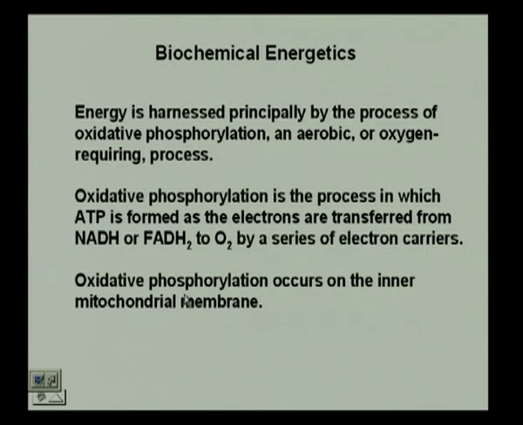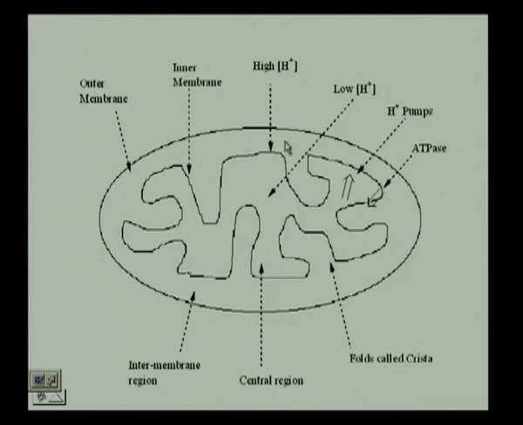What we are going to see is how these complexes help in the transfer of protons from the matrix side to the intermembrane space, and then we will see the action of what is called ATP synthase in the production of ATP. So, we are going to look at oxidative phosphorylation, which is the process by which ATP is formed as electrons are transferred from NADH or FADH2 to oxygen by a series of electron carriers, and this occurs in the inner mitochondrial membrane.